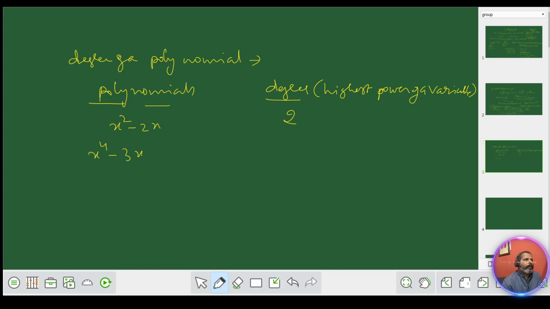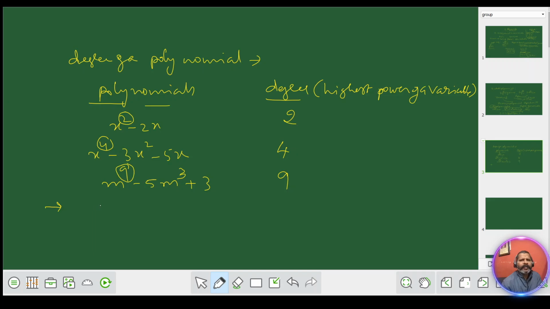x to the power 4 minus 3x square minus 5x. What is the degree for this? 4. m to the power 9 minus 5m cube plus 3. What is the degree for this? 9, because we have to take the highest power of the variable involved.